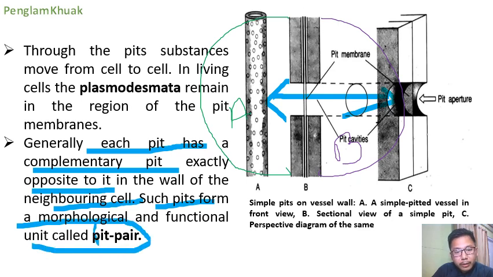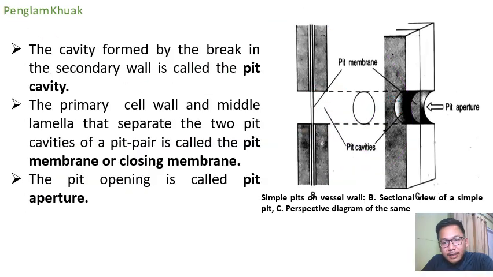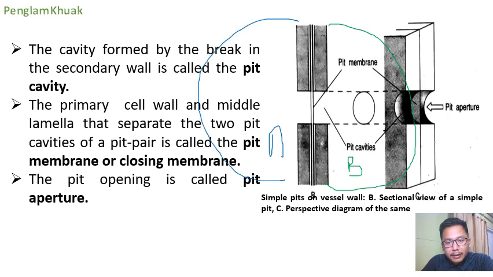So when we talk about a pit pair, here is a pit for cell A, this portion, and here is another pit for cell B. These two combine together, from cell A and from cell B, and form a pit pair. If you see this picture, let's assume this side is cell B and this side is cell A, and these are the cell walls, but within this cell wall here you will not find any more deposition of secondary cell wall. This will be the secondary cell wall.